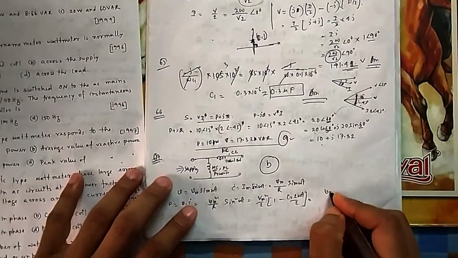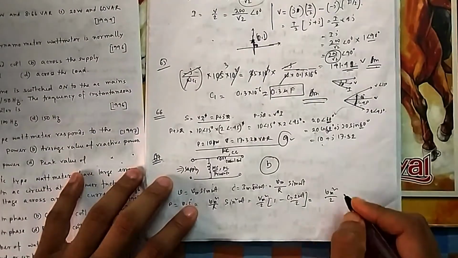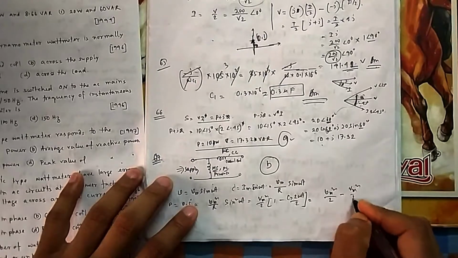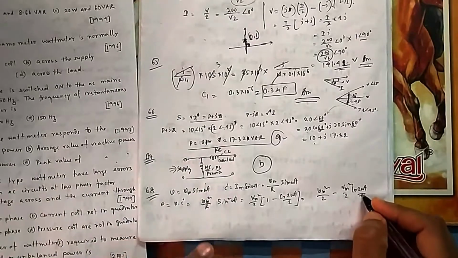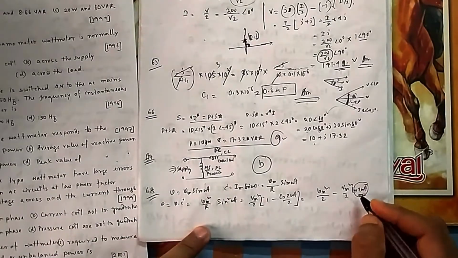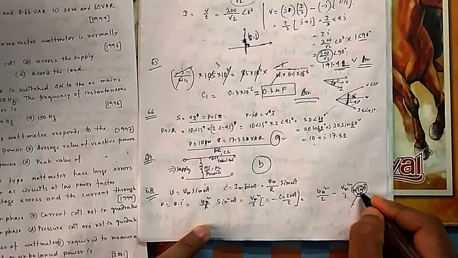One is your DC portion, that is Vm square by 2, and one is Vm square by 2 cos 2 omega t. Now you can see the signal, how its frequency is changing. So this is the way the frequency is changing. What is its frequency? It is double the original supply frequency.